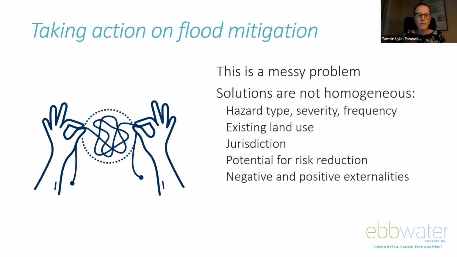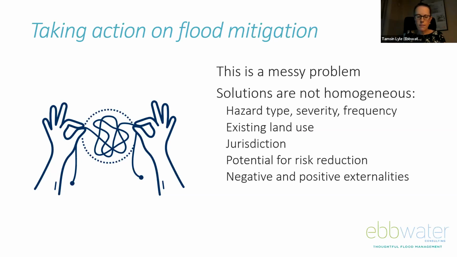So in summary, taking action on flood mitigation is an incredibly wicked, messy problem. This is not something that has one answer. This is a very nuanced problem with nuanced answers. And the solutions are not the same everywhere. And they need to vary spatially. They need to vary depending on who's making that choice and why they're making that choice.